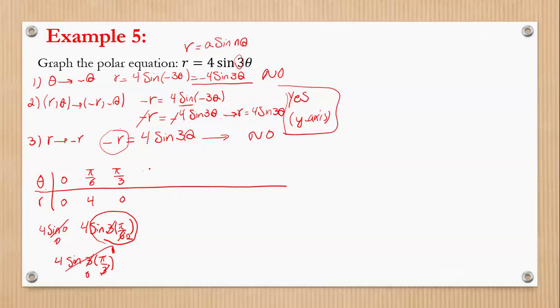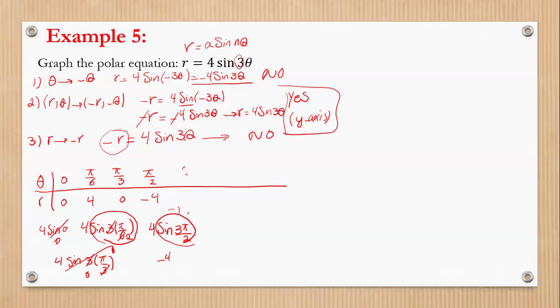If I replace the x by pi over 2, I get 4 sine of 3 pi over 2. 3 pi over 2 means 270 degrees, and the sine of 270 degrees is -1, and 4 times -1 is -4.